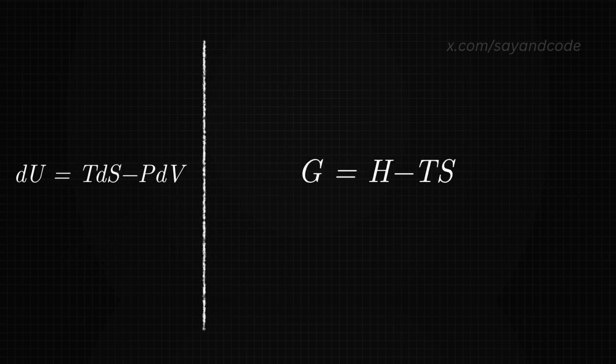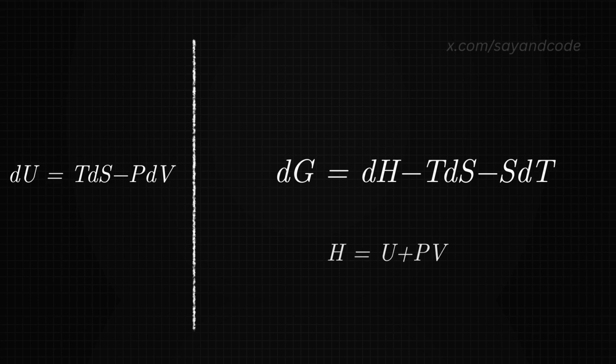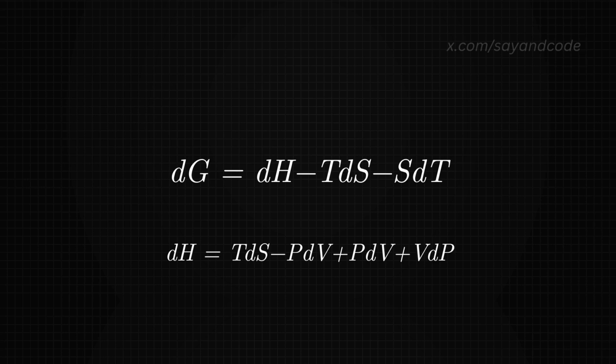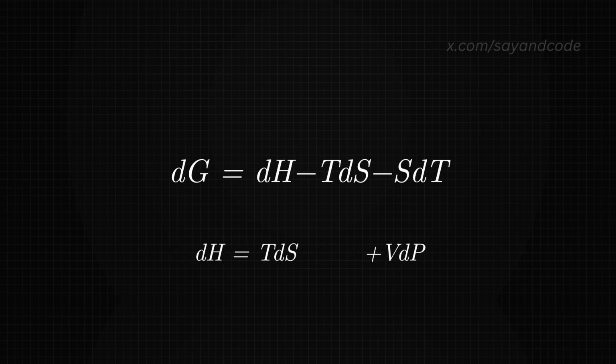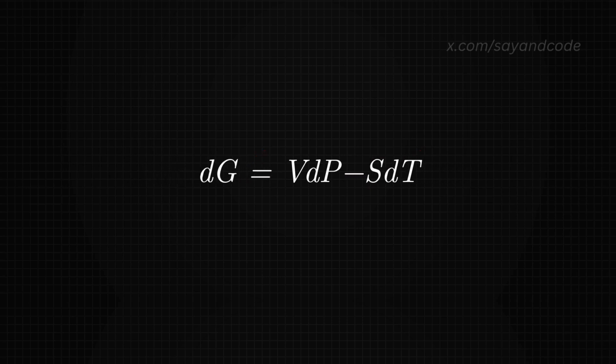Substituting these, we get the following equation. Now, the Gibbs free energy is defined as H minus TS. In differential form, this becomes dG is equal to dH minus T dS minus S dT. Since enthalpy is U plus PV, we can write this as dH is equal to dU plus P dV plus V dP. We can use the value of dU that we derived from the first law, which simplifies the equation as dH is equal to T dS plus V dP. Substituting this in the equation for Gibbs free energy, the T dS terms cancel out, giving us V dP minus S dT.